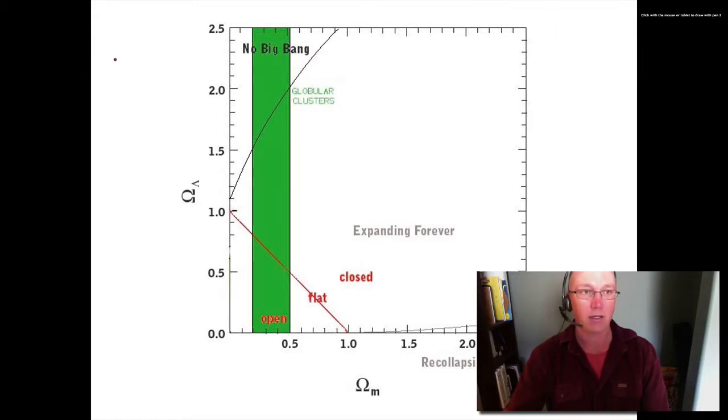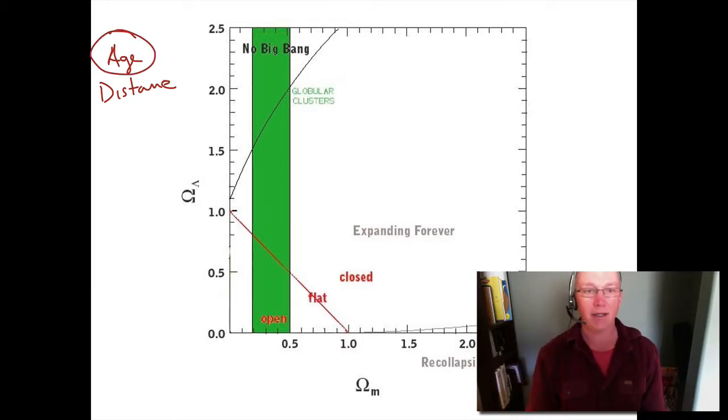If you recall, we can look at a globular cluster and tell both its age and its distance. The distance doesn't tell us too much, but the age is important because we can't find anything that's older than the universe itself. So if we find the oldest globular clusters we know of, that's going to fix the amount of dark matter and dark energy in the universe, because it's going to tell us the age of the universe. It's effectively an independent age of the universe.